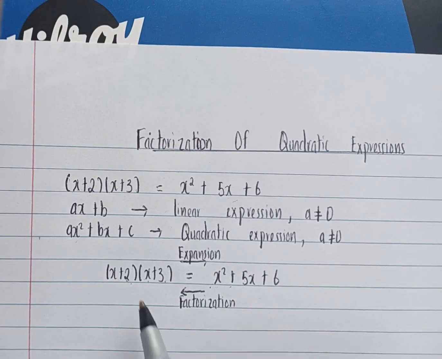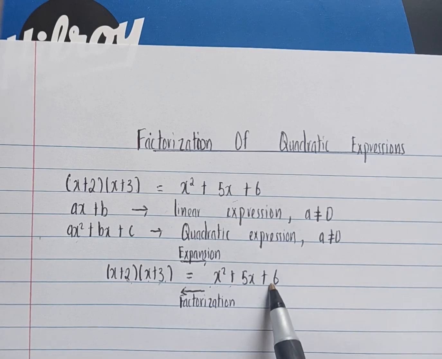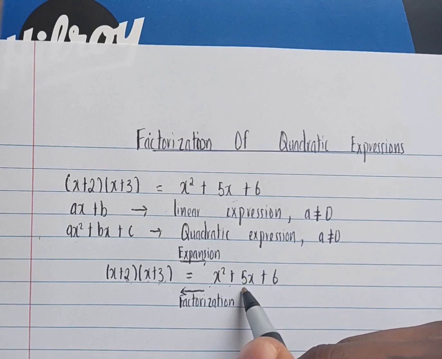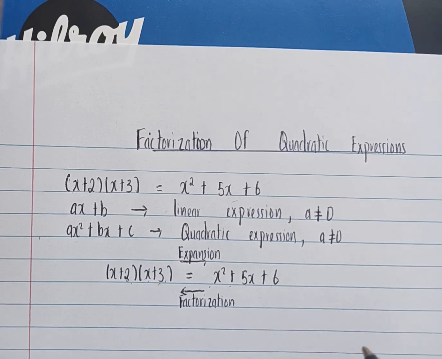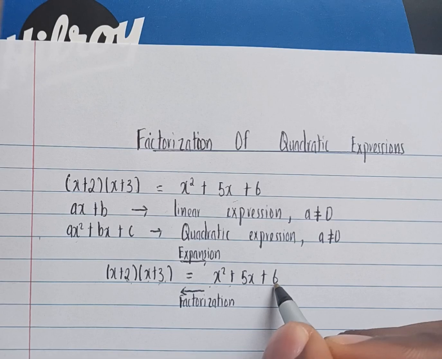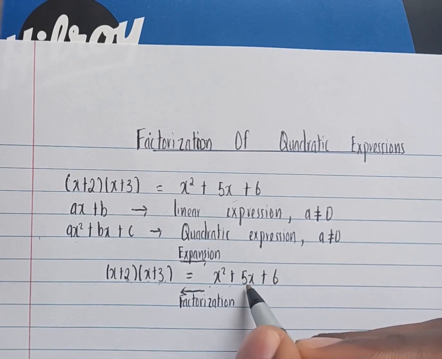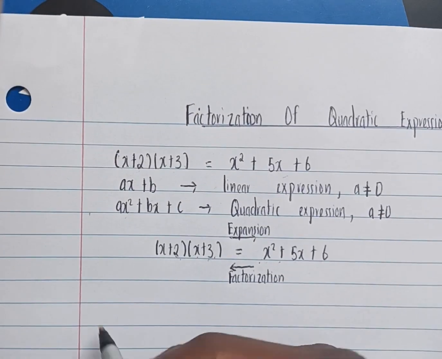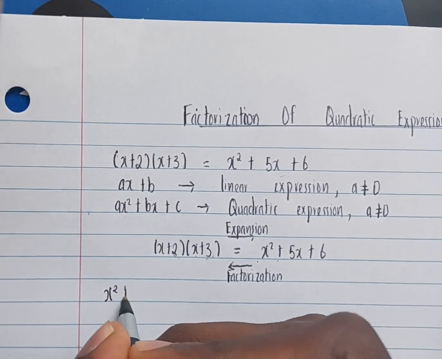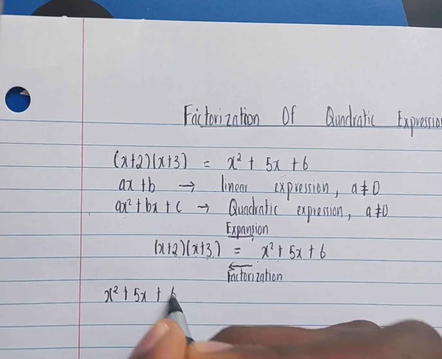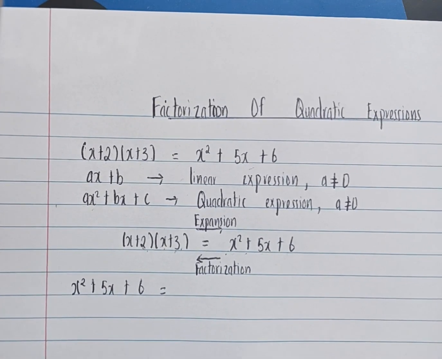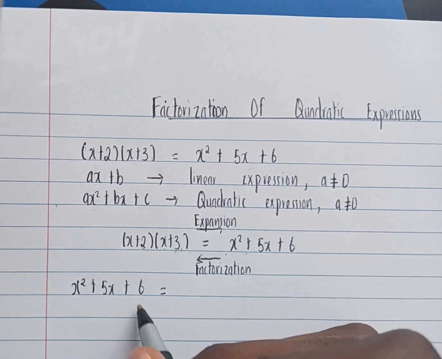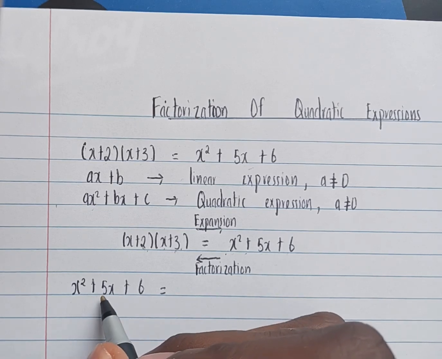Notice that 2 and 3 are factors of 6. To get 5, we need to find the factors of 6 which when multiplied will give 6 and added will give 5. So if I have x squared plus 5x plus 6 and I need to resolve this into factors, what I do is find the factors of 6 which when multiplied give 6 and when added give 5.